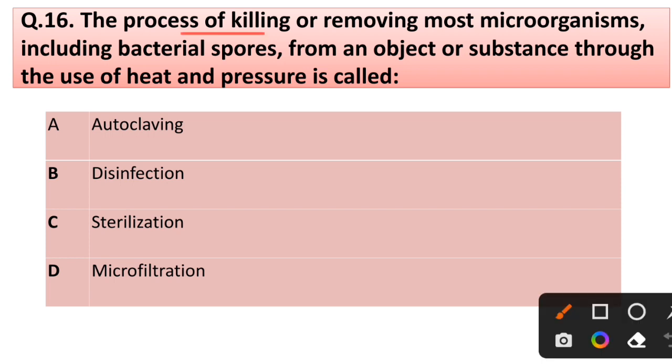Question number 60. The process of killing or removing most microorganisms, including bacterial spore, from an object or substance through the use of heat and pressure is called autoclaving, disinfection, sterilization, microfiltration. Correct answer is option A, autoclaving.